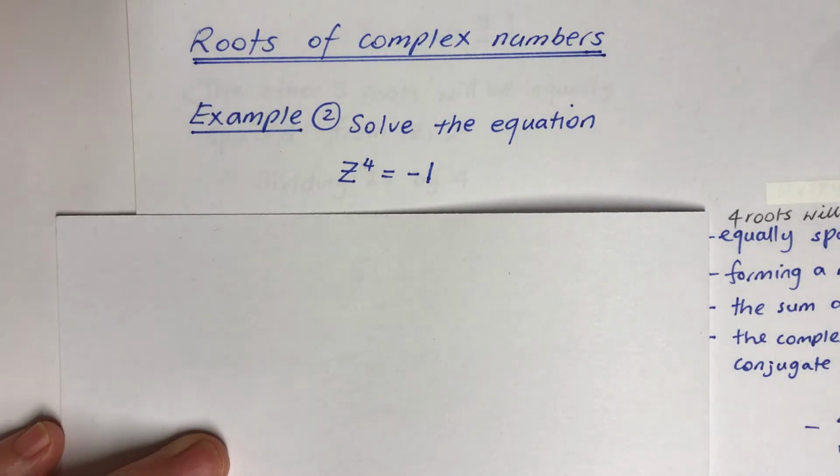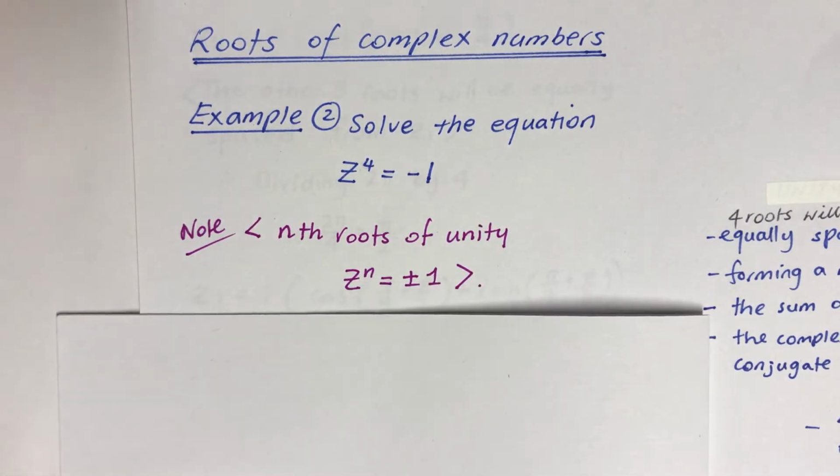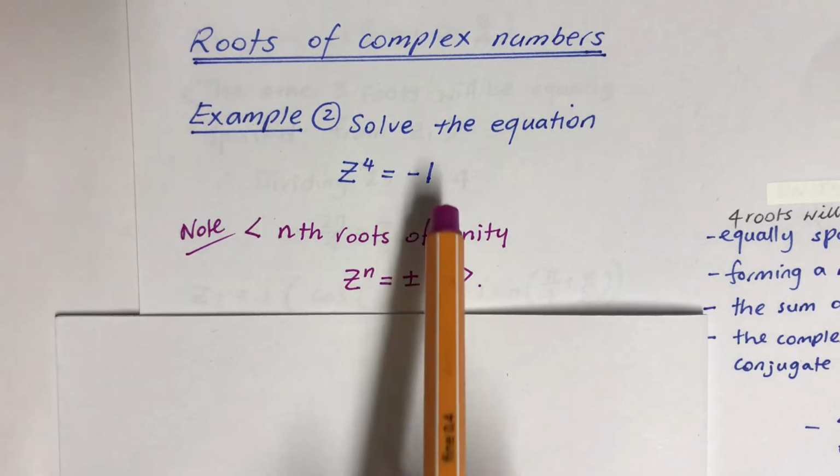Okay, second example. Solve the equation z to the power of 4 equals minus 1. Now, first thing you notice is you will have 4 roots, z1, z2, z3, z4, and they'll be equally spaced starting at z1 because it's unity. If you don't remember, the nth roots of unity come from z to the power of n equals plus or minus 1, which is one of them.